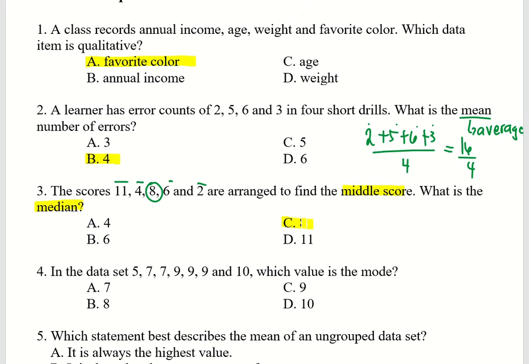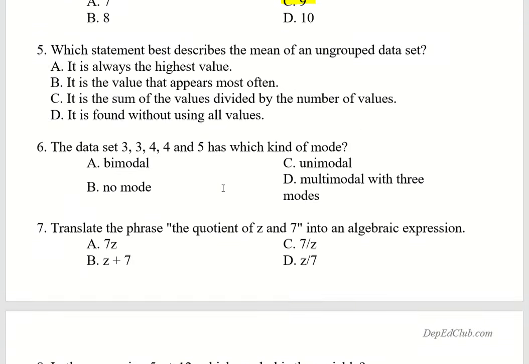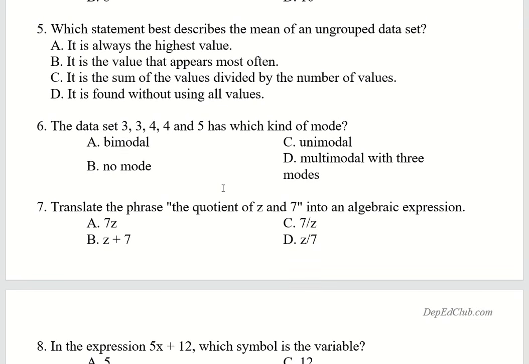In the data set 5, 7, 7, 9, 9, 9, 9, and 10, which value is the mode? So mode is the most repeated frequency. Okay, so for this one, we got letter C. Most repeated number. Number 5, which statement best describes the mean of an ungrouped data set? Okay, number 5, that will be letter C. It is the sum of the values divided by the number of values.